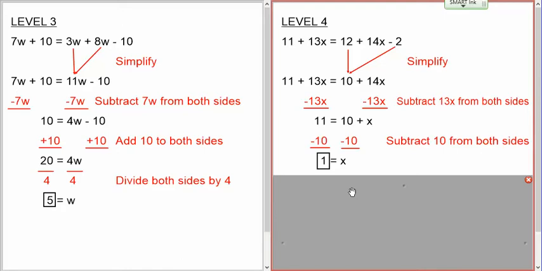So I said usually the last step is division, but in this case we don't have to do that because x is only being multiplied by 1. So there's really no point in dividing both sides by 1 to get rid of the 1, because that wouldn't change anything. So all right, 1 is my answer.